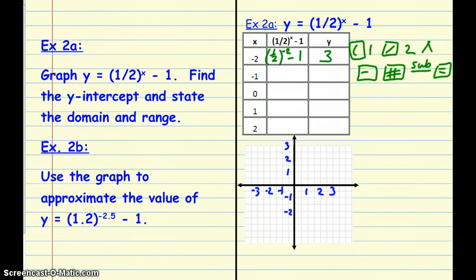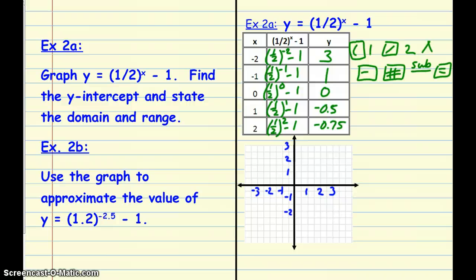So continuing, I take the x out and I put -1 in, and this one gives me 1. And then I have 1/2 to the 0 power minus 1. Anything to the 0 power is 1. 1 minus 1 is 0. And I put 1 in. 1/2 to the first power is 1/2. Minus 1 is -0.5. And I've got 1/2 to the second power, which is 1/4. 1/4 minus 1 is -0.75. So just like on the previous slide, we have this table.